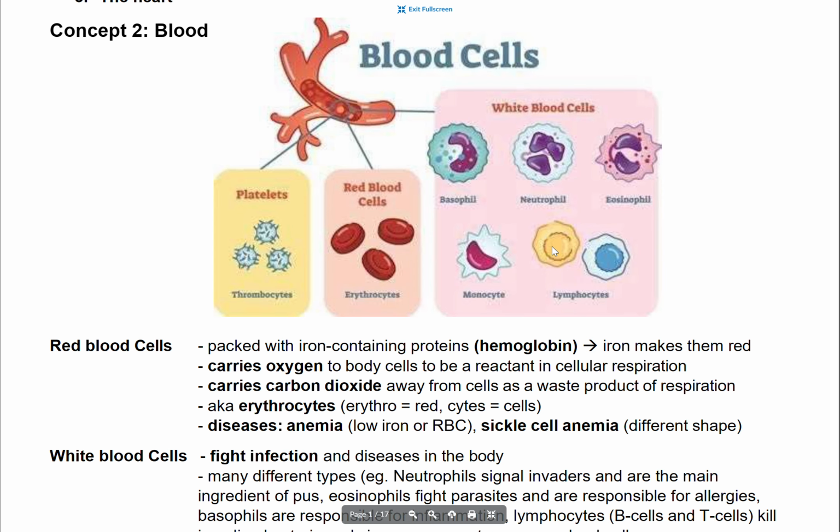As you can see, there is more than one type of white blood cell, and we'll talk about them just briefly, so you have an overview. Red blood cells are the ones that are important for transporting oxygen. They are packed with iron-containing proteins called hemoglobin. Hemoglobin is a little blob-shaped protein, and it has iron in it.